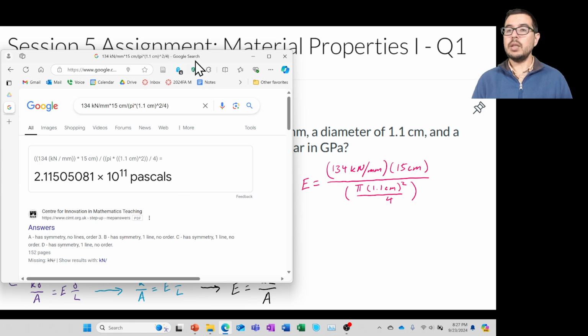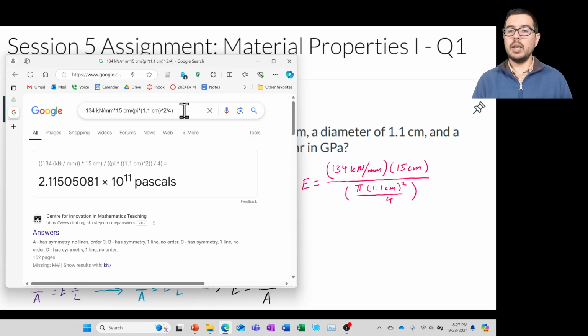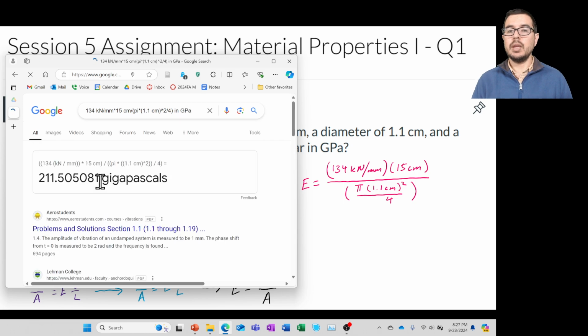And the question was actually asking for us to have the elastic modulus in gigapascals. So let's go ahead and write in GPa like that. And we get around 212 gigapascals. And if you recall, the elastic modulus of steel is approximately 200 or 210 gigapascals. So whoever was writing this problem probably was thinking that the material in question would be steel.